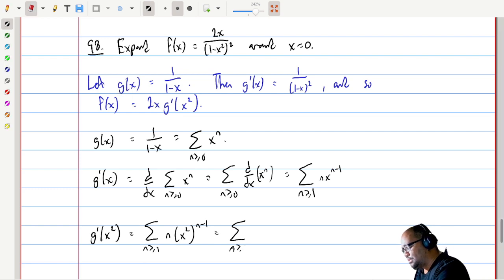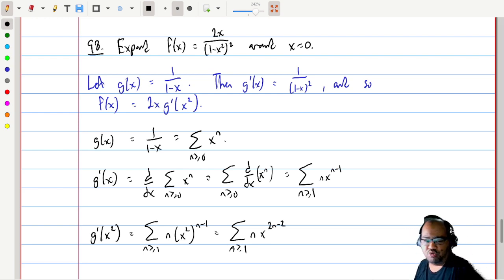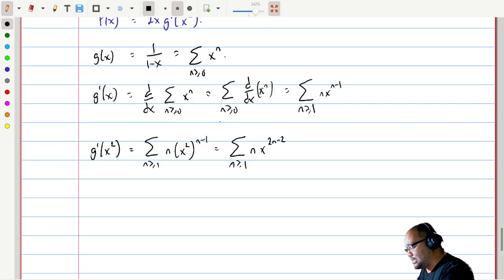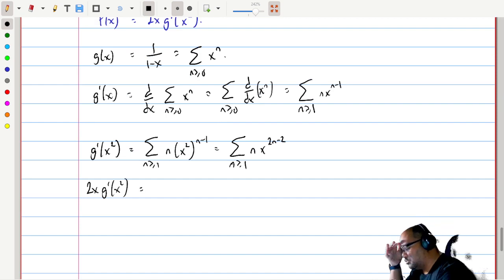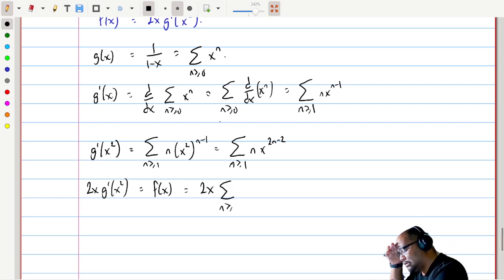Okay, and now I just keep replacing here. X to the 2n minus 2, just power to a power. And then the last step, multiply by 2x. So you just build new power series from old, just step by step, right? So we know that's f of x, right? 2x times this thing.